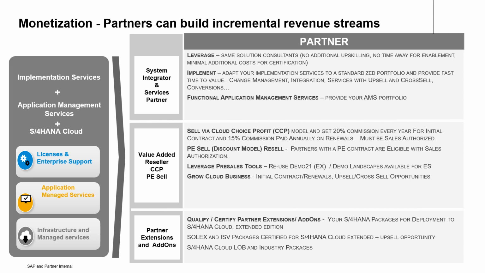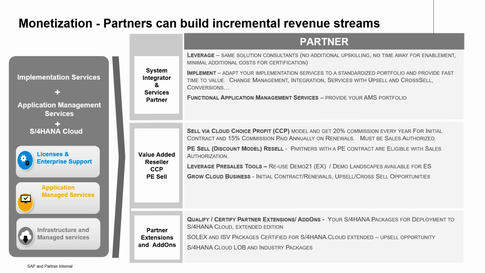Next, in terms of implementing, you're able to adapt your implementation services to a standardized portfolio and provide fast time to value, change management integration, and services with any upsells or cross-sell opportunities that you do. And of course, looking to convert your ECC customer base to S4HANA. And next, the functional application management services, your implementation, so you can provide your AMS portfolio.